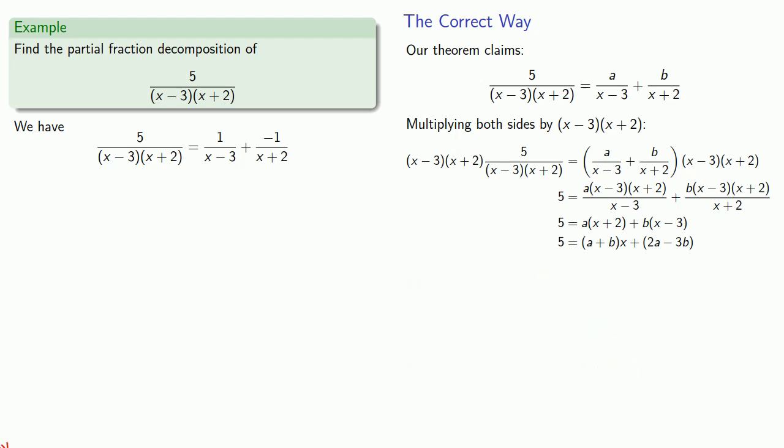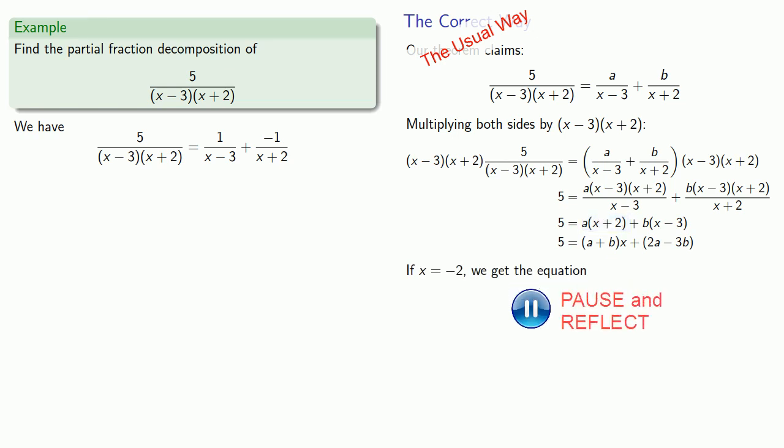However, the usual way of solving this system is slightly different. And this is based on the idea that we need this equation to be true for all values of x. So, what's a good value of x? Well, notice that if x equals negative 2, this first term drops out, and so we get an equation which is much easier to solve for one of the variables.